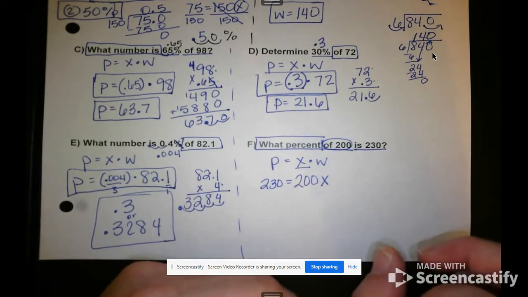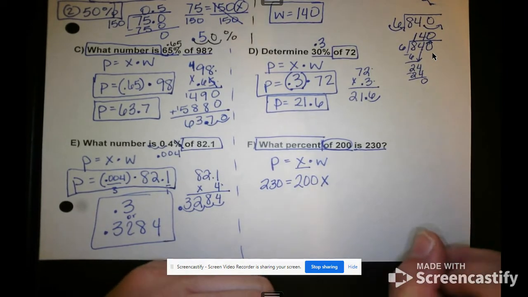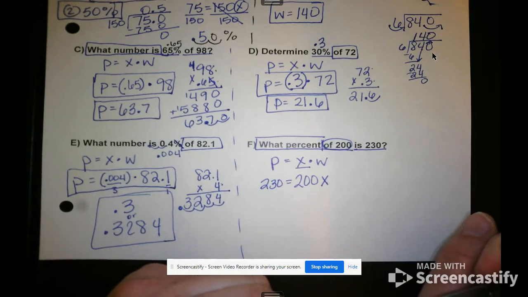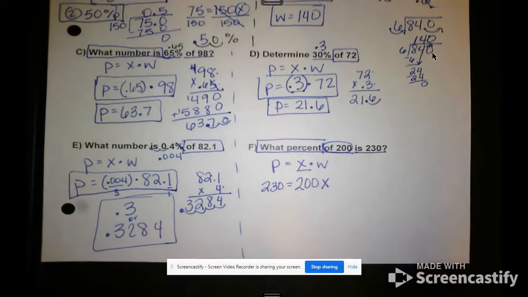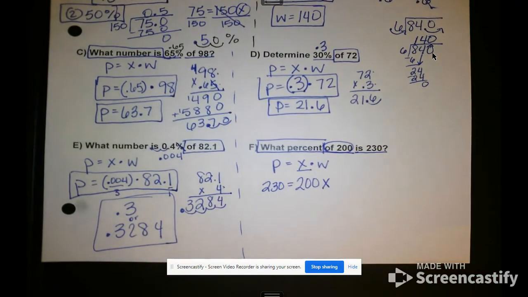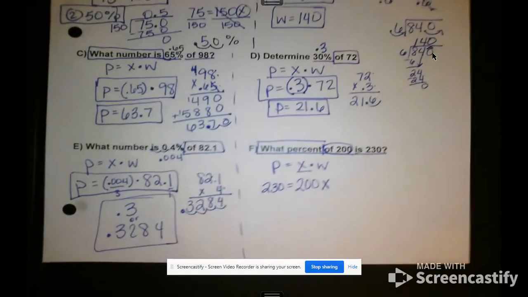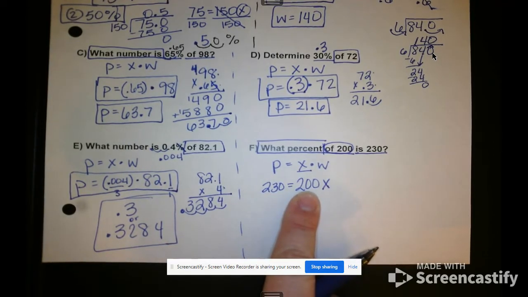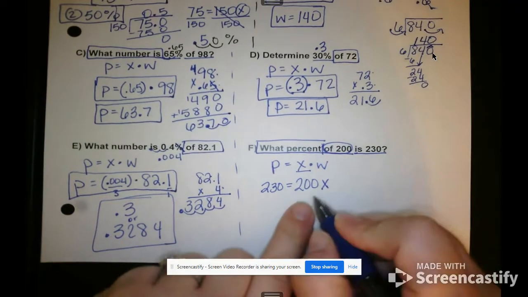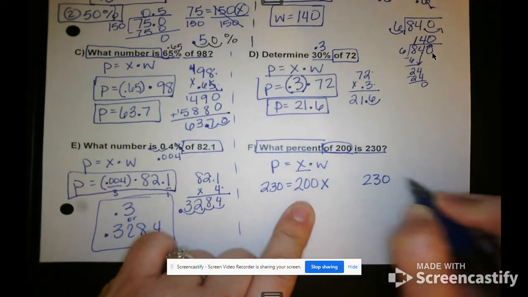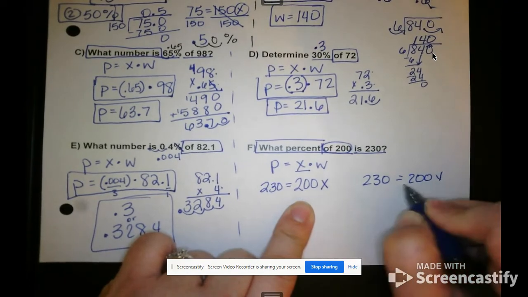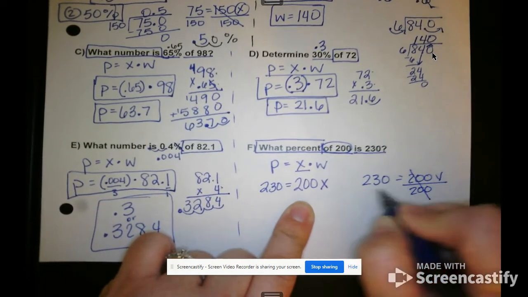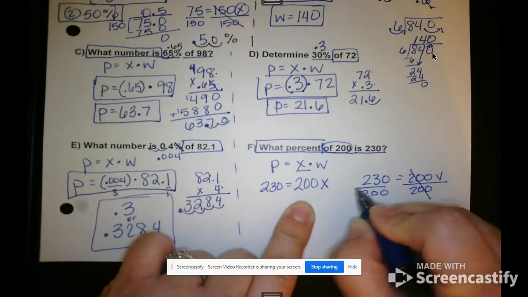If my part is bigger than my total, what does that tell me about my percentage? It's going to be greater than what? If I have a whole pizza and I haven't eaten any of it, what percentage of the pizza do I have? 100%. So if I have more than the whole, is my percent going to be greater than 100? Yes. Okay, so once again, I just divide by 200. Which one's going on the inside?